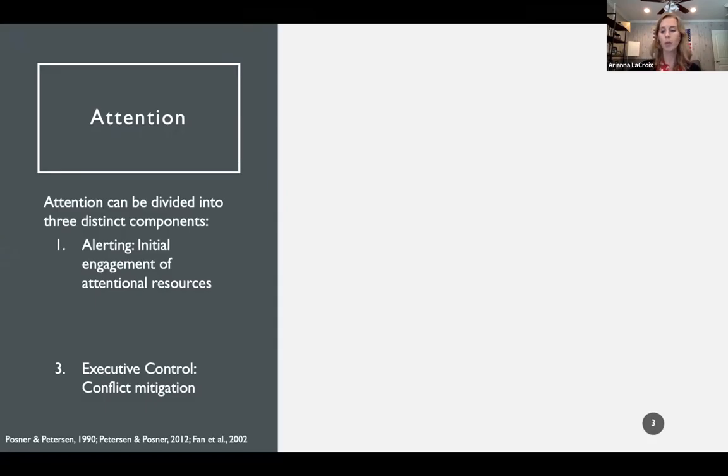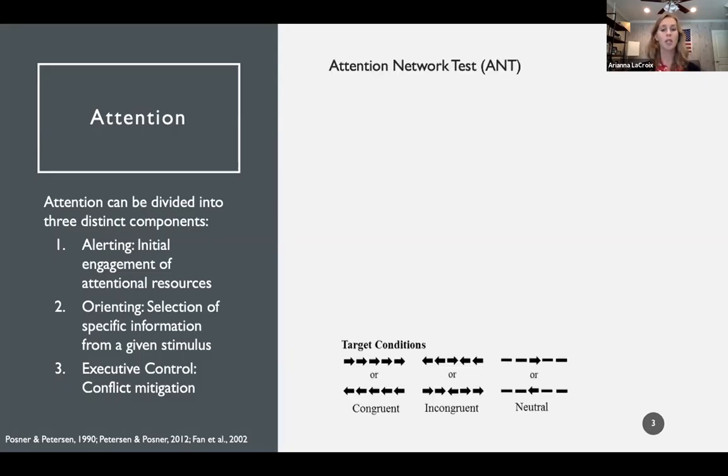But we also have two lower levels of attention. So the lowest level would be alerting, which is your initial engagement of attentional resources. You can think about that as how ready are you to perceive a stimulus. And then we also have orienting attention, which is really looking at your ability to select specific information from a given stimulus. And so conveniently, you can measure each of these three types of attention using a single task known as the attention network test.